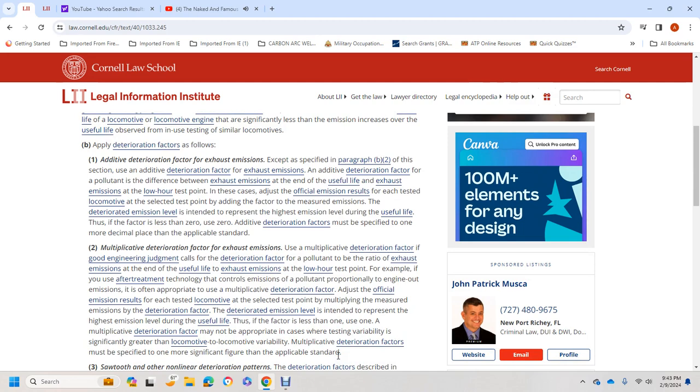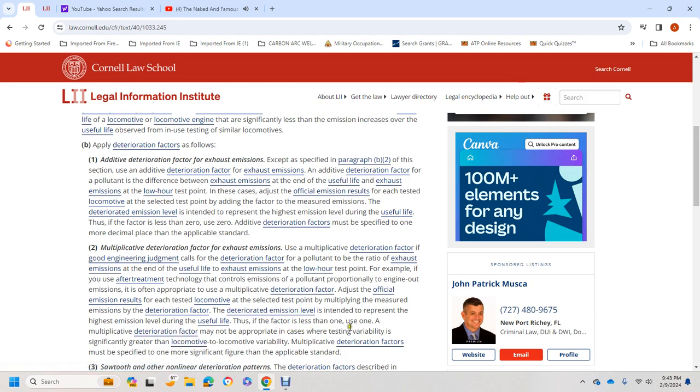Two, multiplicative deterioration factor for the exhaust emission, where good engineering judgment calls for it. The multiplicative deterioration factor for the pollutant is the ratio of the exhaust emission at the end of the useful life to the exhaust emission at the low hour test point. For example, the use of after-treatment technology controlling emission of a pollutant proportional to the engine-out emission is an appropriate use of the multiplicative deterioration factor. Adjust the official emission result for each locomotive test point by multiplying the measured emission by the deterioration factor. The deteriorated emission level represents the highest emission level during the useful life. If the factor is less than 1, use 1.